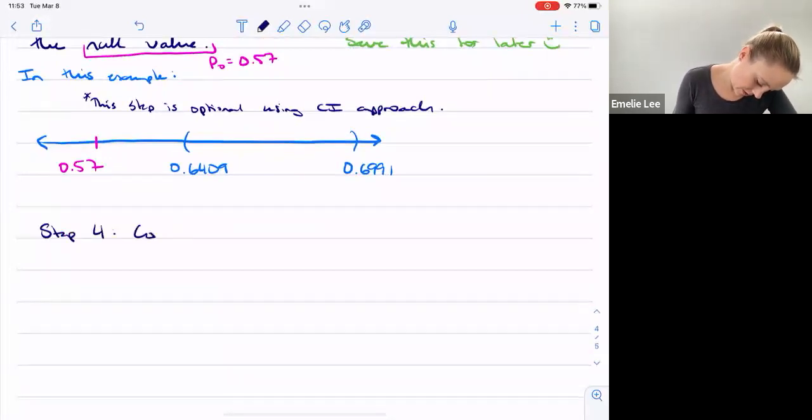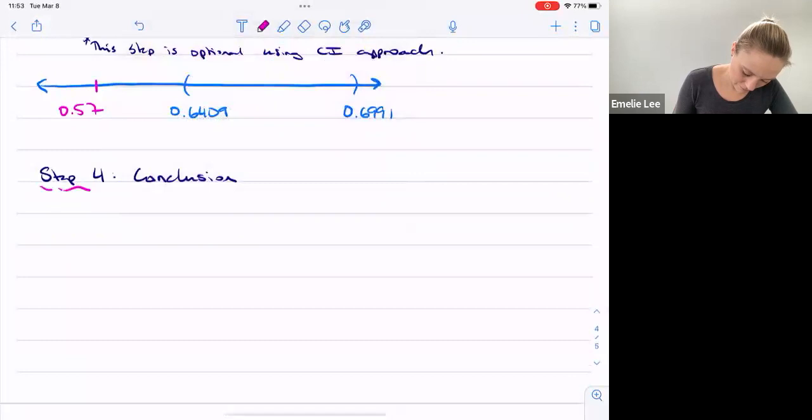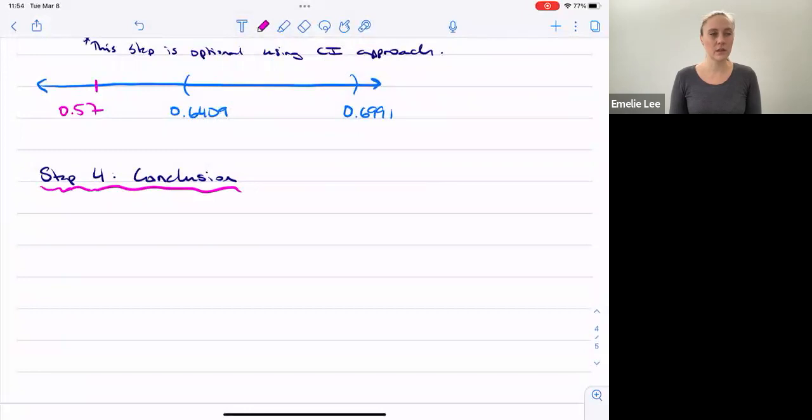So step 4 is our conclusion. For the confidence interval approach, I'm going to highlight what the steps are, and then I'll do it for the p-value approach. But that's not going to make any sense because we don't have a p-value to look at quite yet, right? But I just want you to have seen it once, and then we'll see it again. We'll introduce it over and over again.